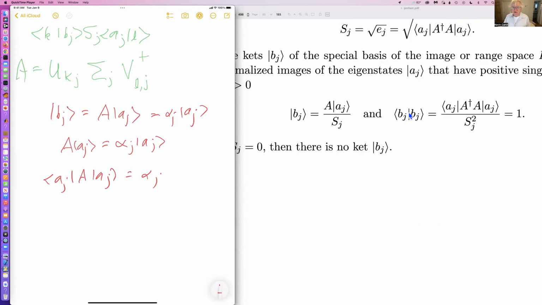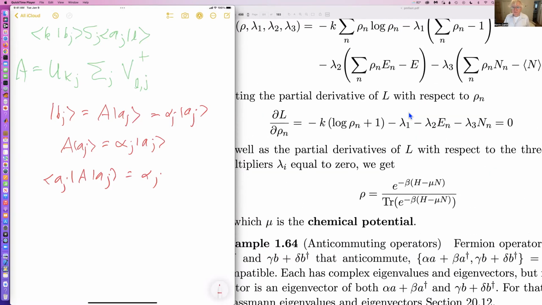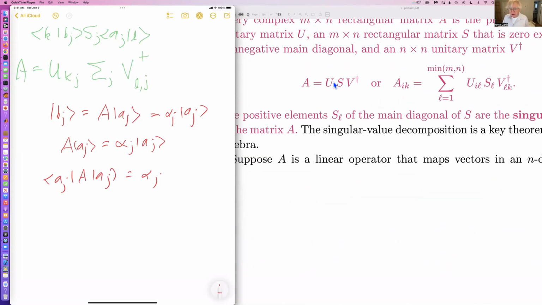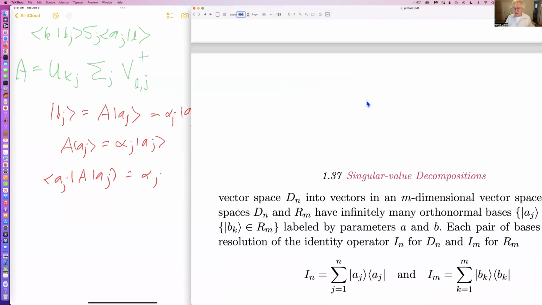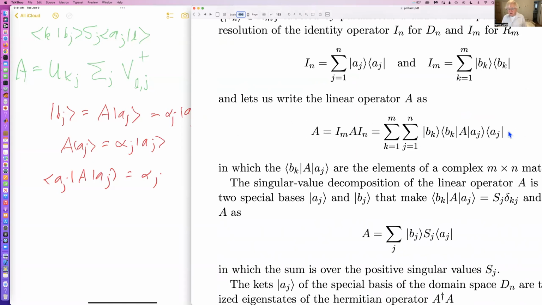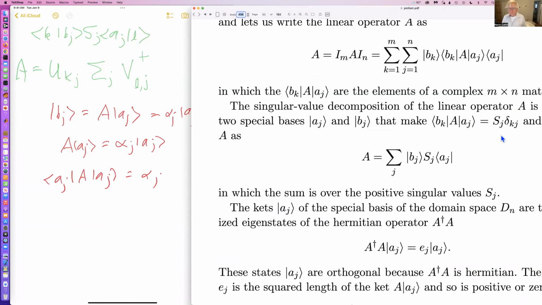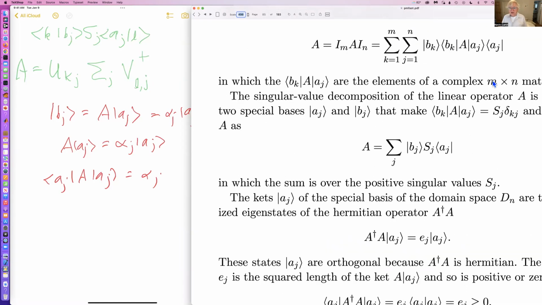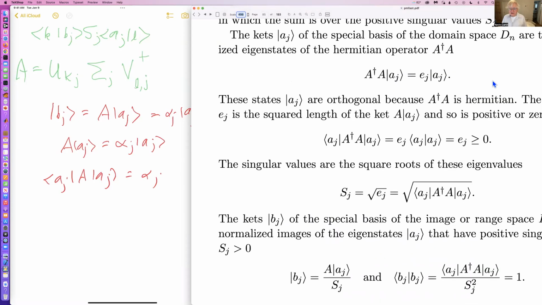Well, let me get back to the original description here. So it's U S V adjoint. So any rectangular complex matrix can be written this way. And as I said, the basic trick is to choose the right bases in both spaces, and then you get to express the operator A in this way.